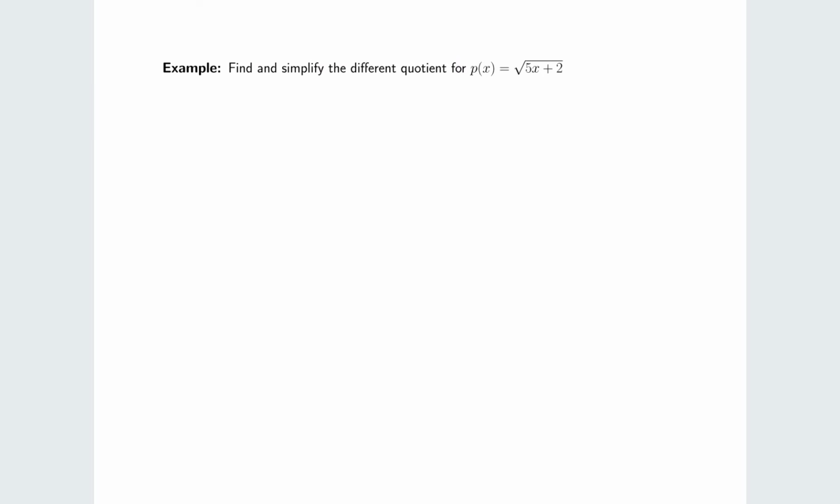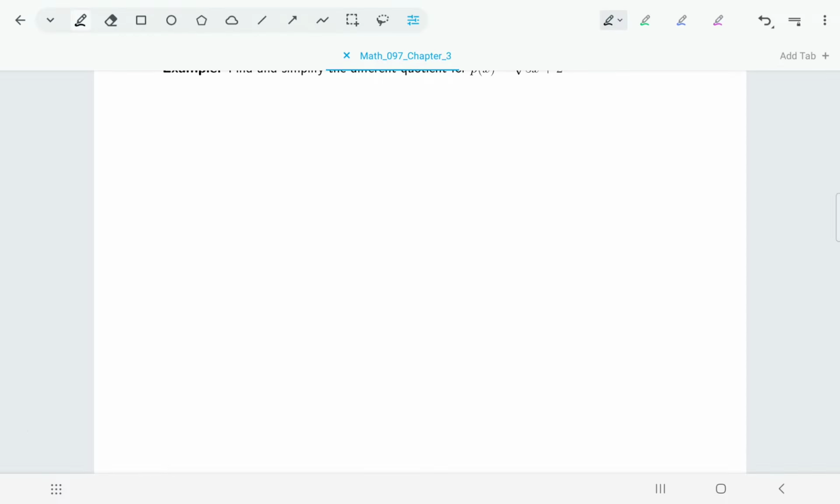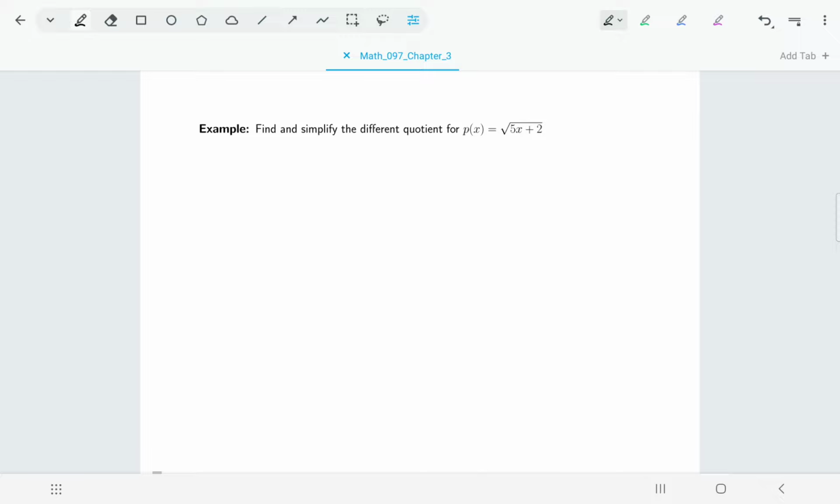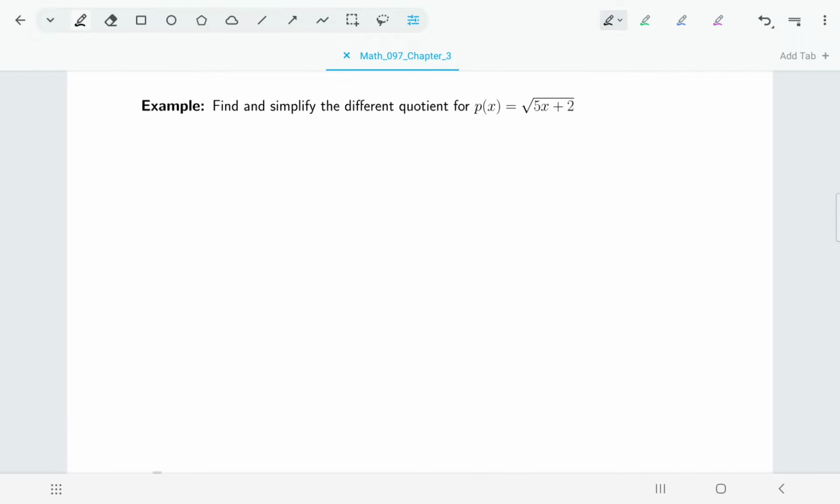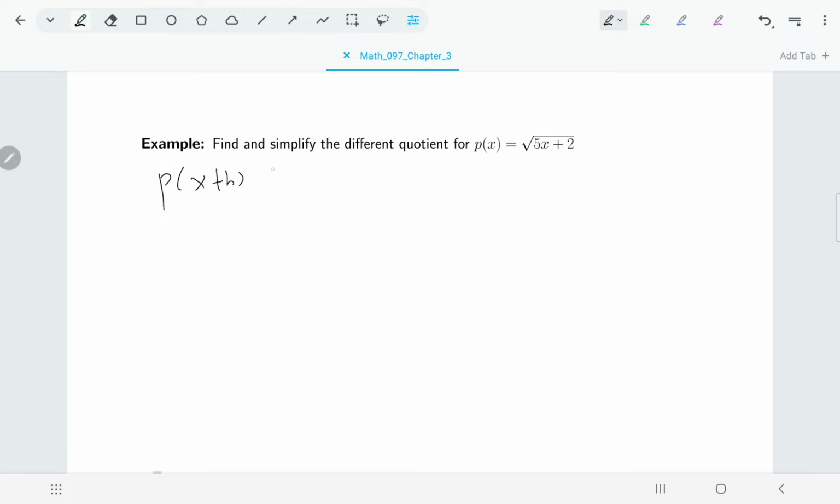Okay, so last one to work on is this radical function. We've got this p of x being the root of 5x plus 2, and we want to find and simplify the difference quotient for that. So again, we're going to find p of x plus h by replacing the x with x plus h, and again, remembering to replace them in brackets.